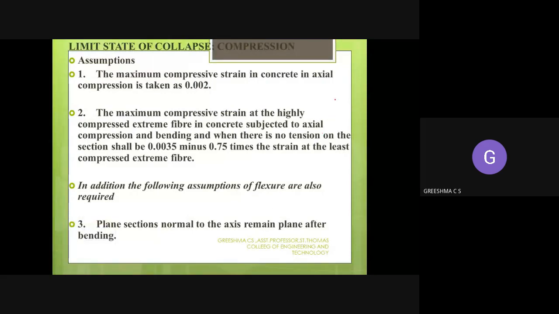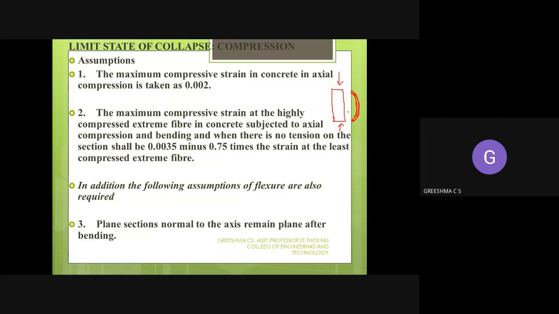So what is happening here is a column like this. Compressive load has been applied. As a result of this applied load, the column will buckle like this; the column will bend.